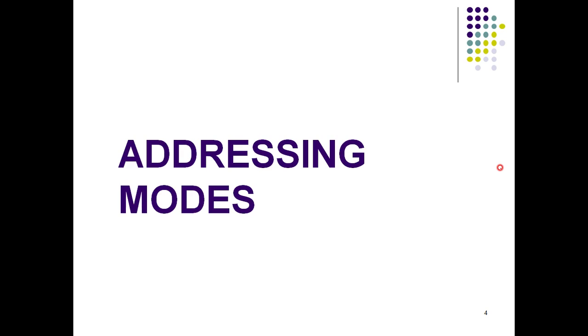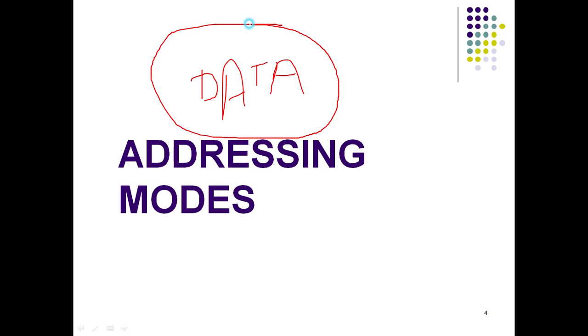Here in the addressing modes, what is the main use of this addressing mode? Why should we do these addressing modes? The main reason we require addressing modes is because we need to send our data from one location to another location. So this is the major work which your addressing modes do.